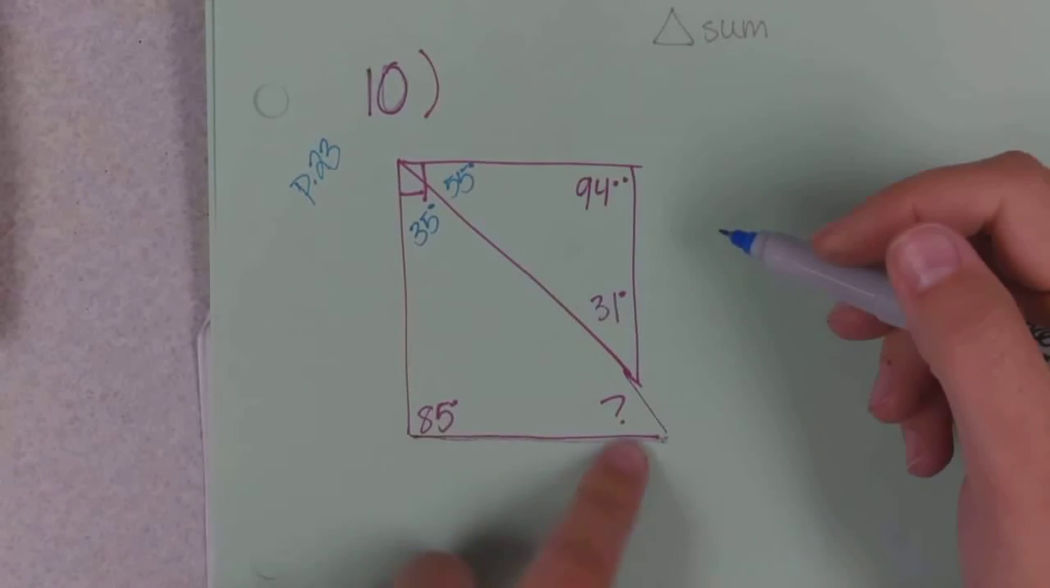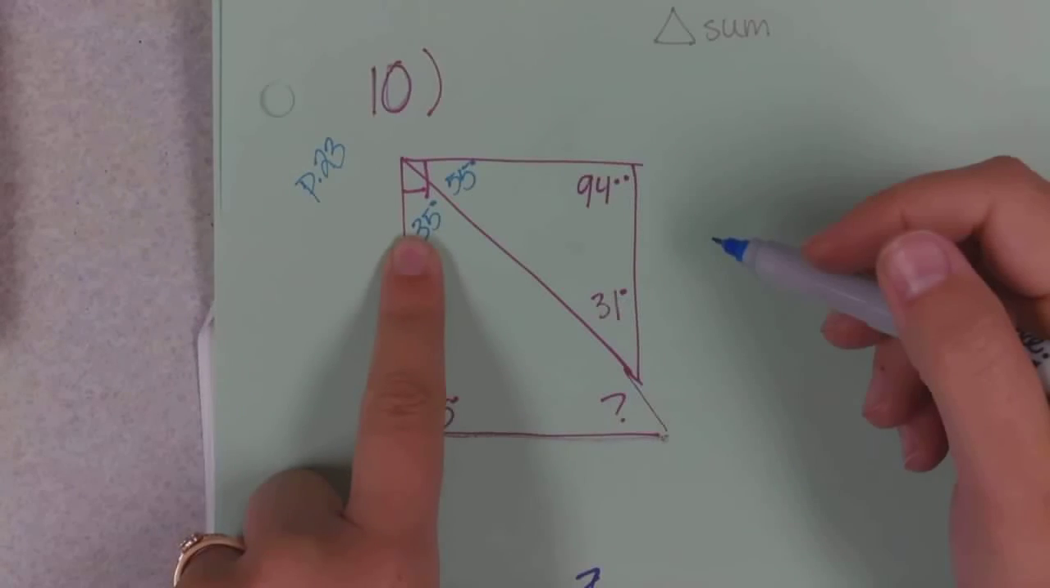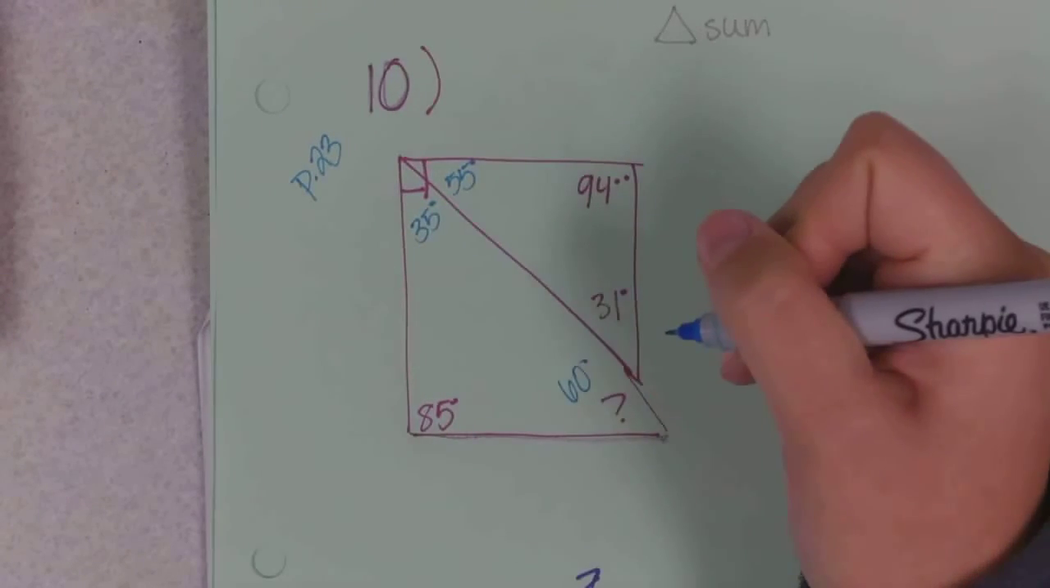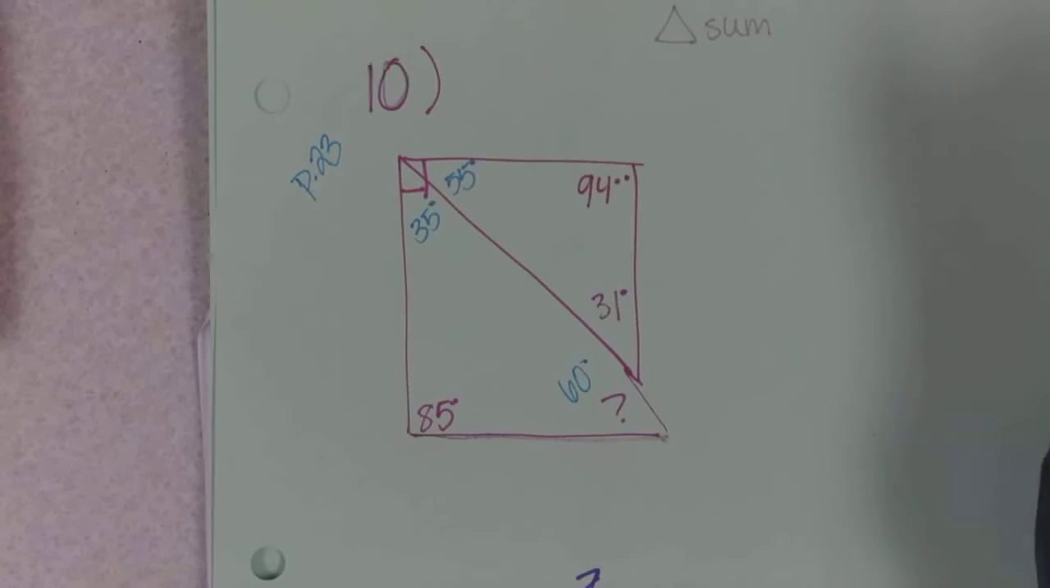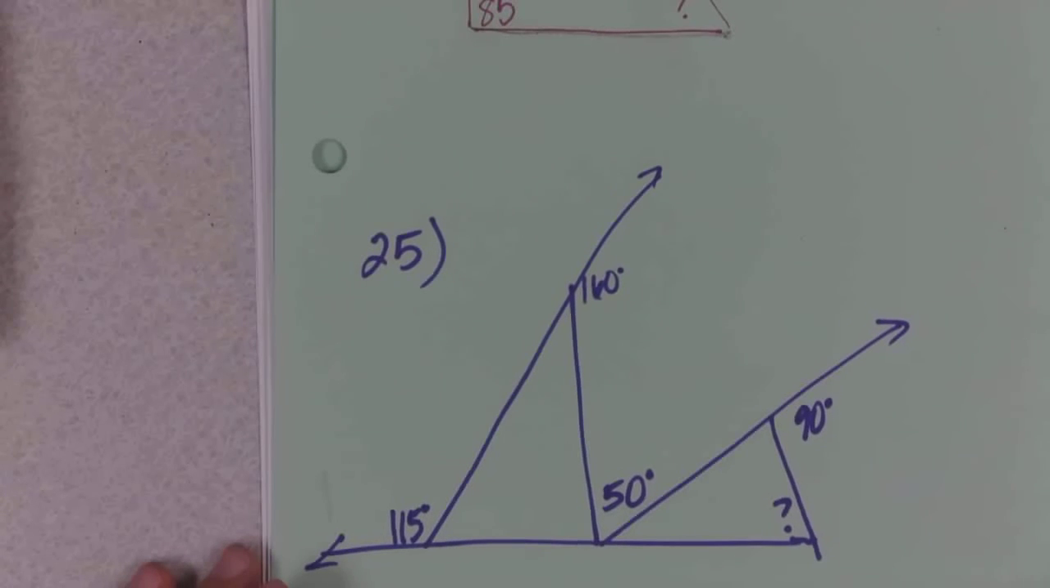And now you can see we have another three angles that make up a triangle. If I do 180 minus 85 minus 35, I get 60 degrees. And that's our answer. That's it. Pretty basic. Next example I'm doing is number 25.